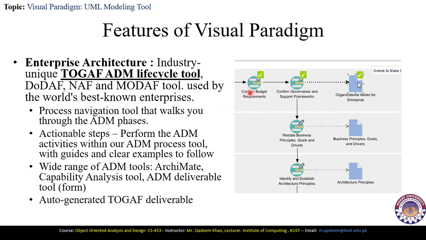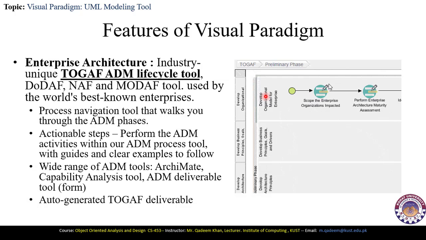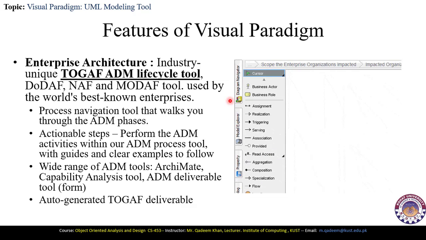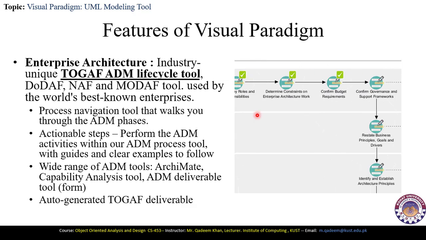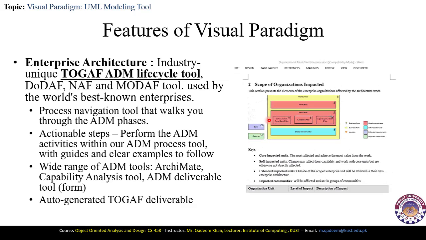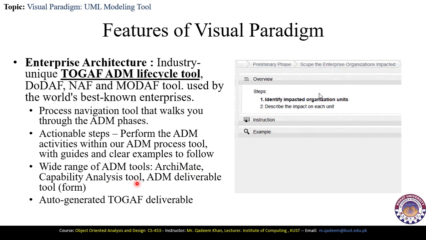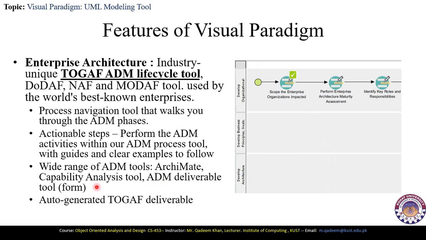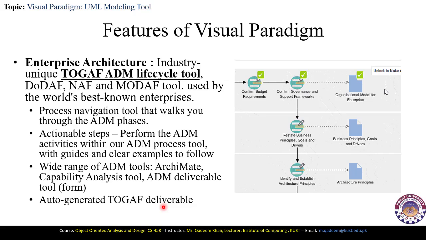phase. So you can see that the input of one phase is, when processing is performed, the output, which then becomes the input to another. Here, actionable steps perform the ADM activities within our ADM process tools, to guide with clear examples and to follow these examples. There is a wide range of ADM tools including ArchiMate, capability analysis tools. Similarly, we have the Architecture Development Method deliverable tools, which are auto-generated, along with tables of deliverables as well.